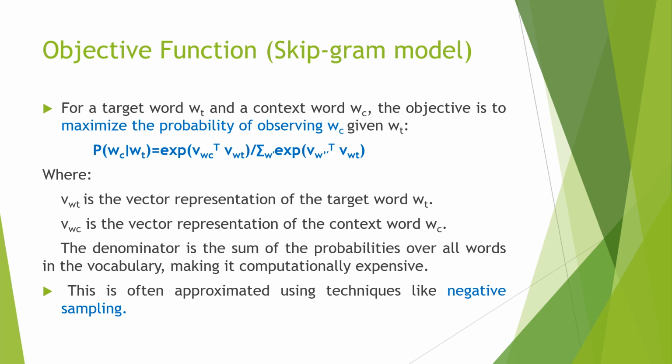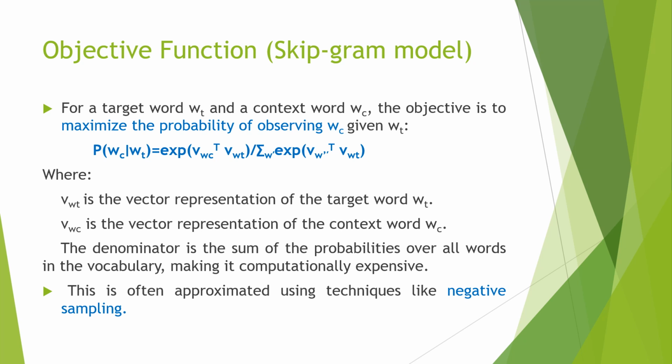Now there is an objective function behind this operation in the skip-gram model. For a target word, it predicts context words. We know the objective function is created as the probability of the context word vector representation given the target word, for the context words.